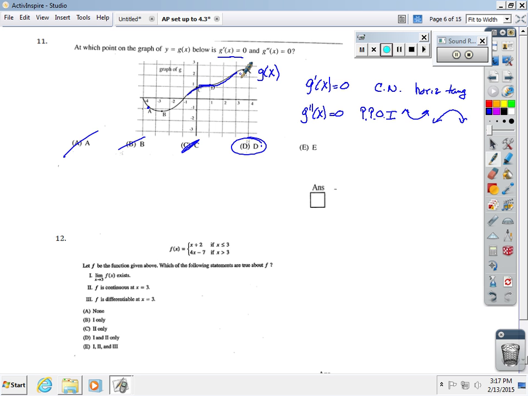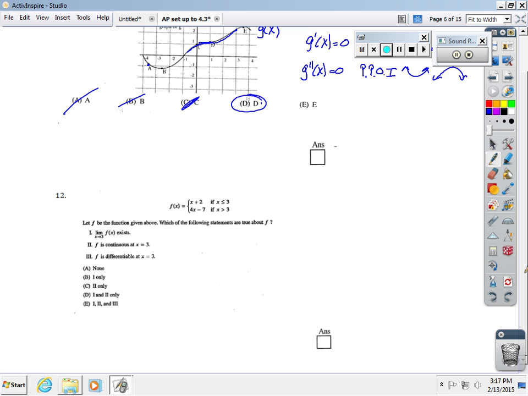Okay, last one is 12. Okay, for number 12, they give us a piecewise function here. For the given function, which of the following statements must be true about f? Okay, the limit as x approaches 3 of f of x exists. And there's one or two ways that you can do this. You can kind of sketch a quick graph of this. It's a little bit tedious, but this will work.